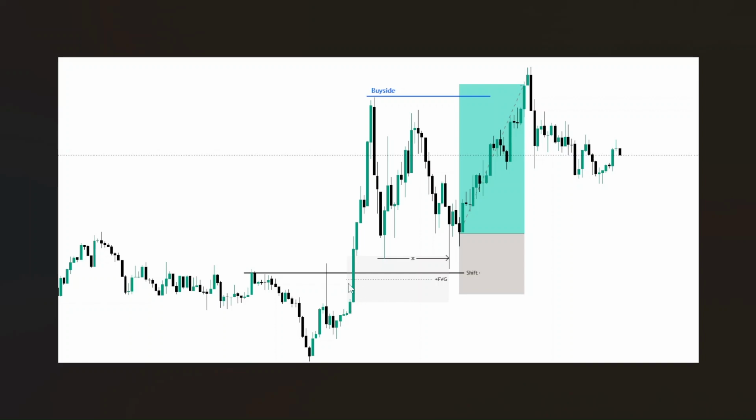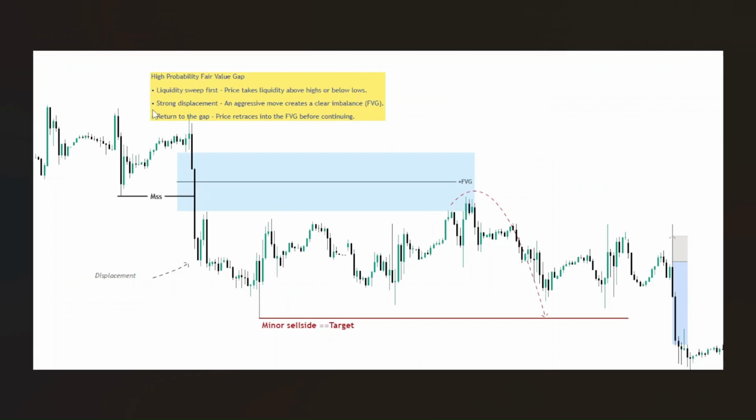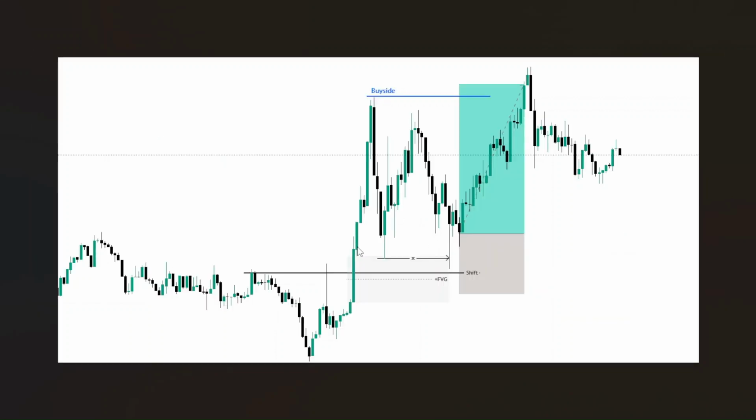So you want to see the middle candle being larger than the other two, which is right there. You want to mark out a gap between the three of them right here, the fair value gap. That is where you want to enter, right? So you want to see price straight above there. You want to see price retrace. Remember, you want to see strong displacement right here.